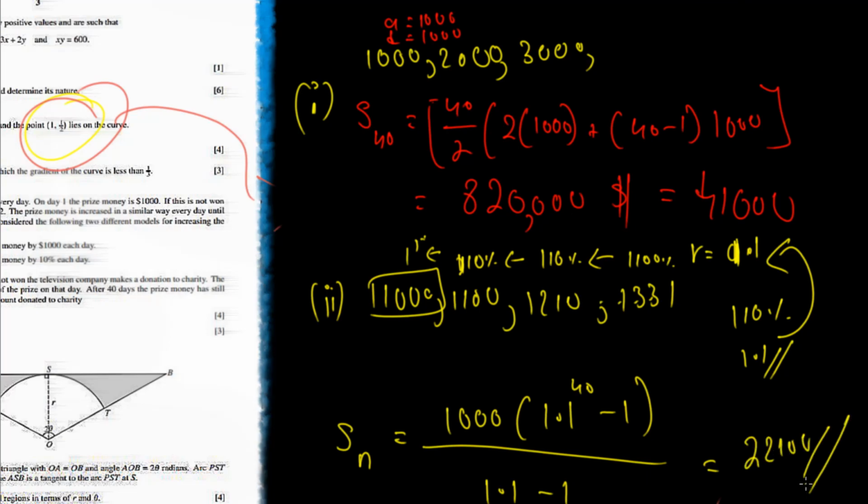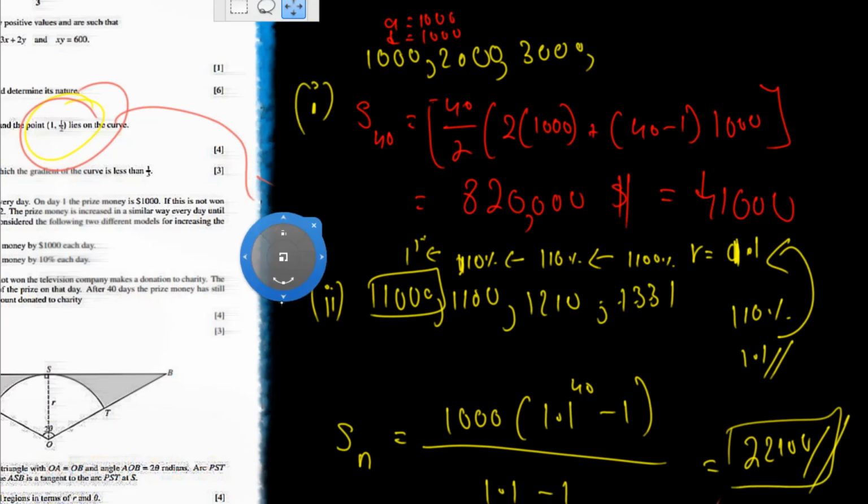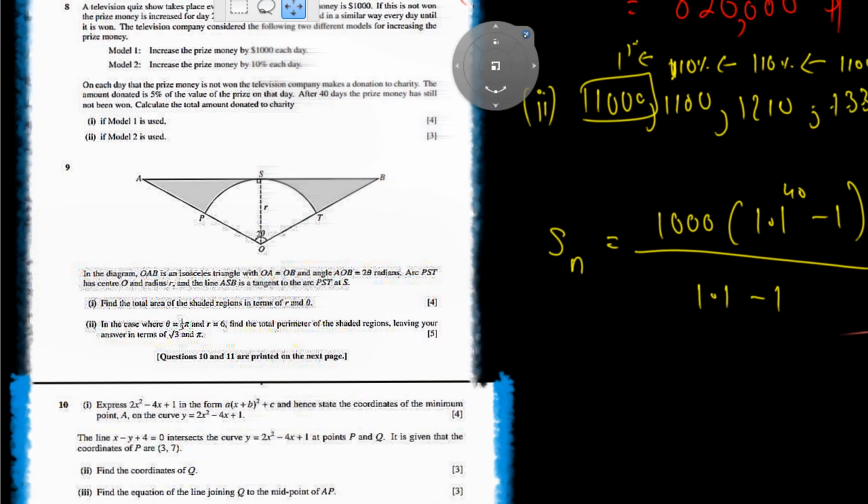Why aren't we multiplying by 5% as we did in part 1? It's because we already have the answer in percentages. We have already included that in the equation itself, so we don't really have to do anything more, if I am correct. So with that, I guess we have solved question number 8. So let's go for question number 9.